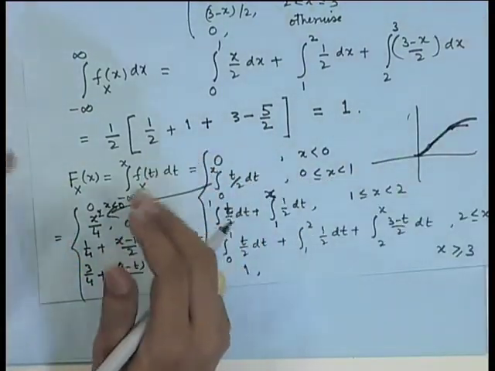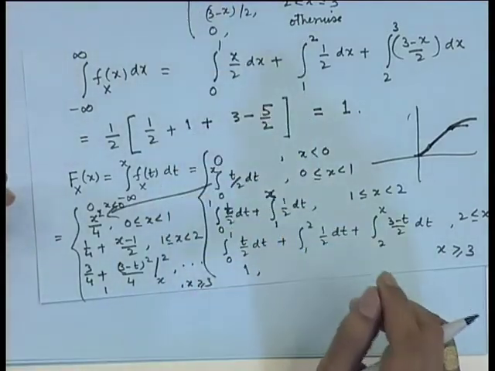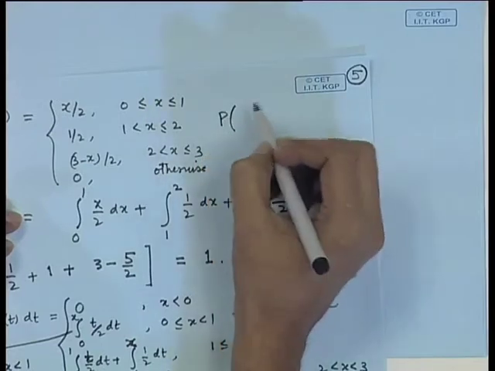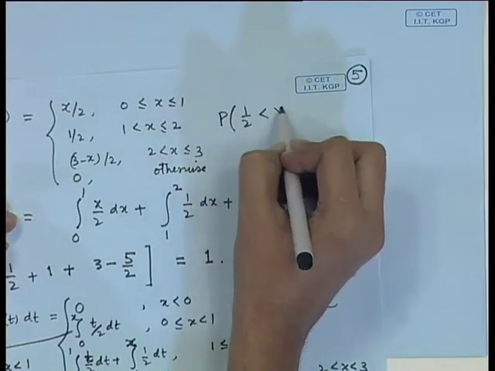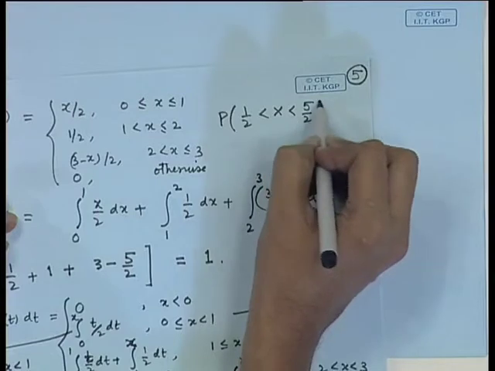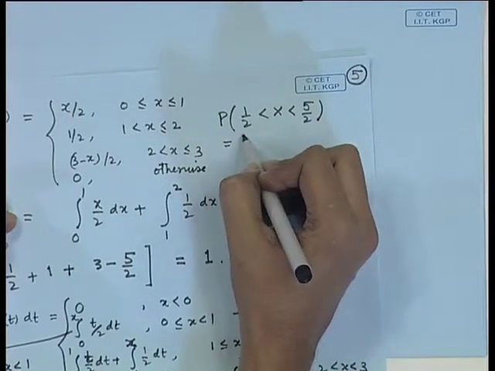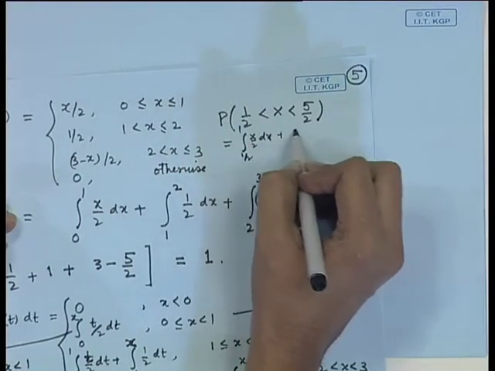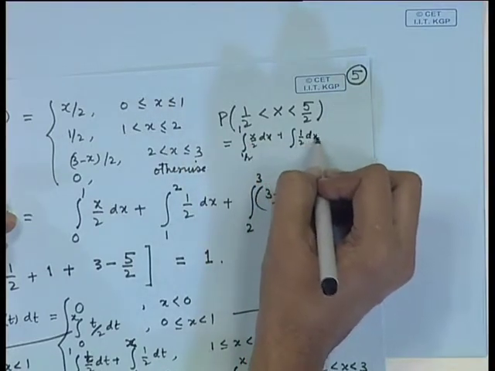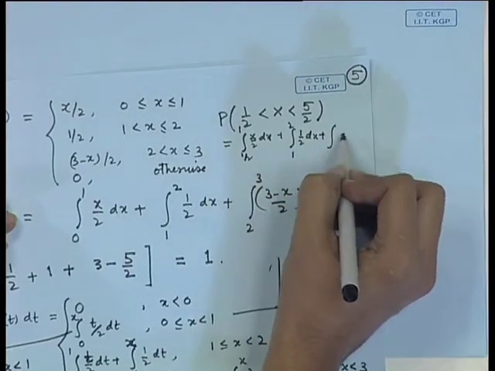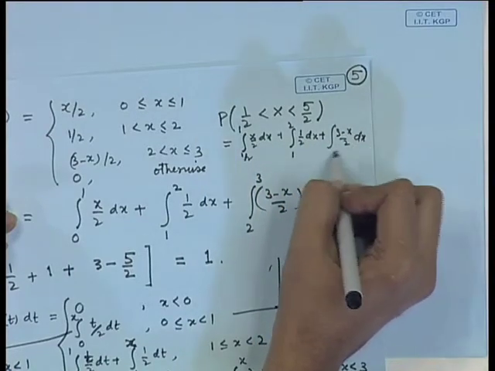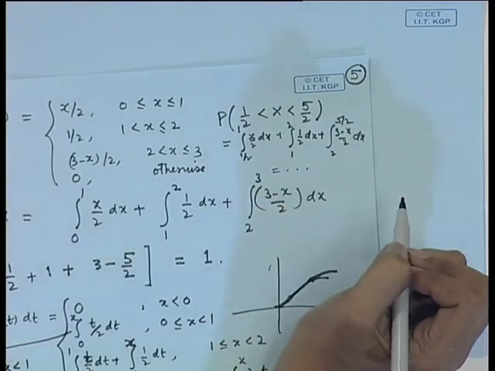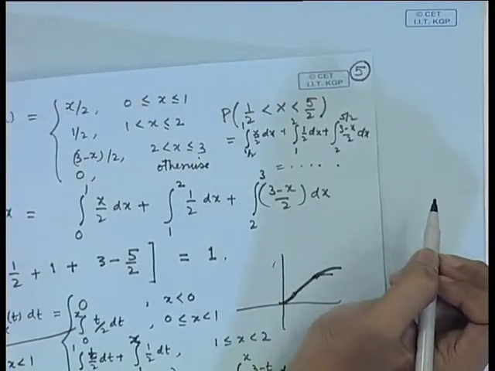However, in each case if you differentiate it, you will get the density function. If you want to find out the probability of a certain set, suppose I say what is the probability that x lies between half to 5 by 2, then it will be the integral of x by 2 from half to 1 plus the integral of half from 1 to 2 plus the integral of (3 minus x) by 2 from 2 to 5 by 2, which can be evaluated after certain calculations.